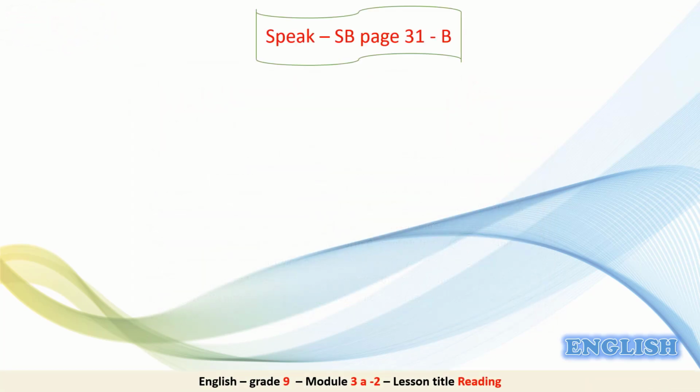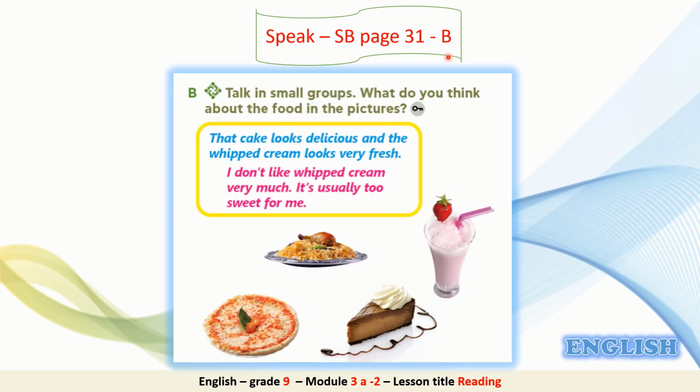And now let's move on to our next activity, Speak, Student Book, page 31b. Talk in small groups. What do you think about the food in the pictures? Here we have 4 pictures for different kinds of food: chicken biryani, pizza, cake, and yogurt. Let's read these examples. That cake looks delicious and the whipped cream looks very fresh. I don't like whipped cream very much. It's usually too sweet for me.